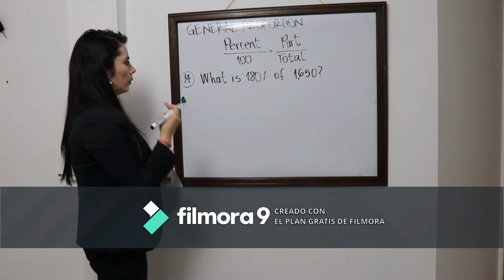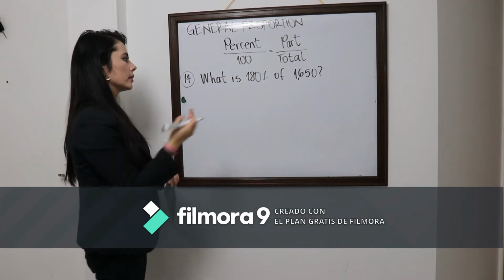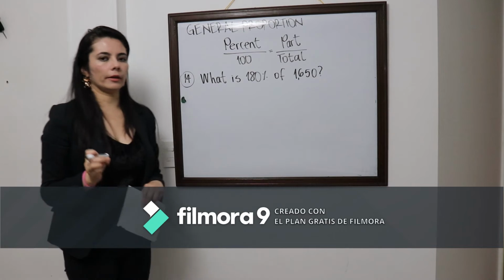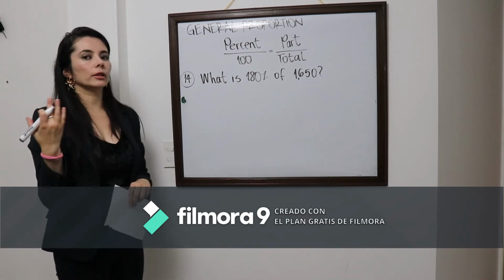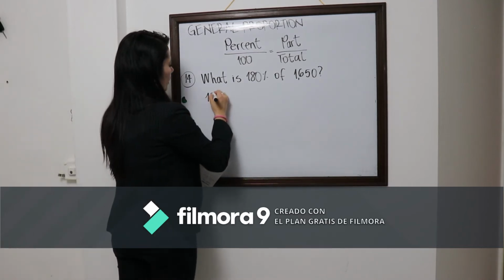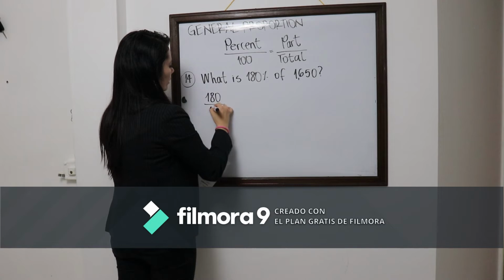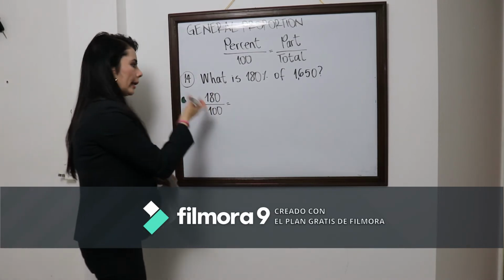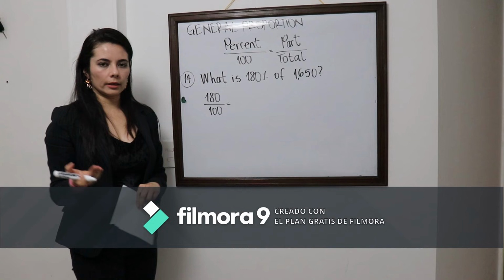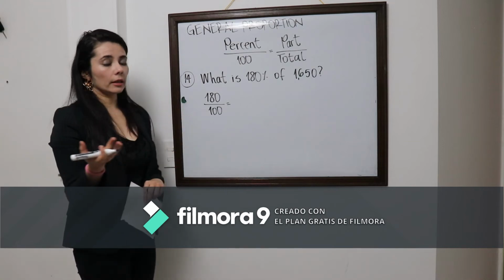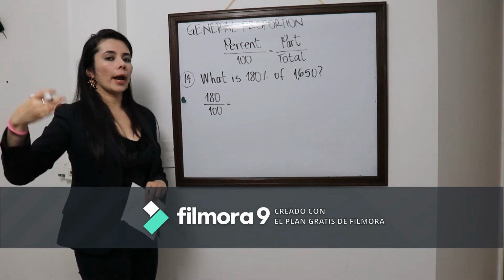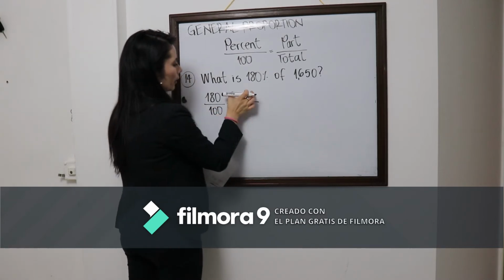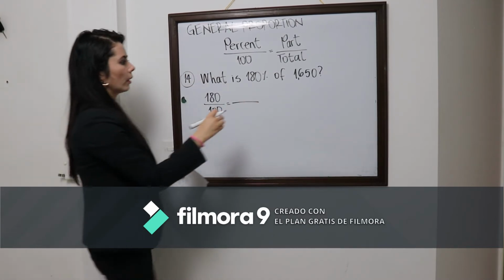Let's think about number 14. Number 14 is, what is 180% of 1,650? Now, again, think about the total. So we know, of course, 180 is going to be here with the 100 because it's a percent. Even though it is a greater number, it is a percent, because the problem is telling us it is a percent. What we can tell, though, is that it's a percent that is going to be way bigger than the total, right? So we're going to get an amount here that is greater than the total.